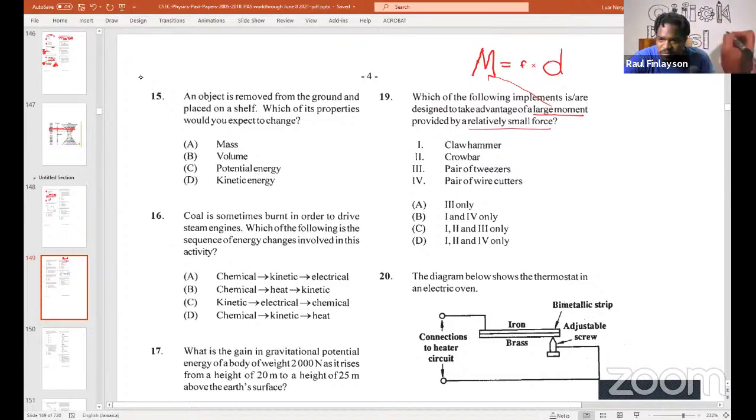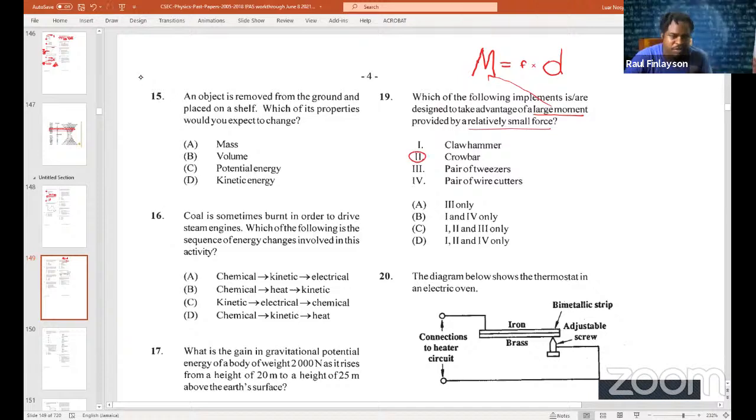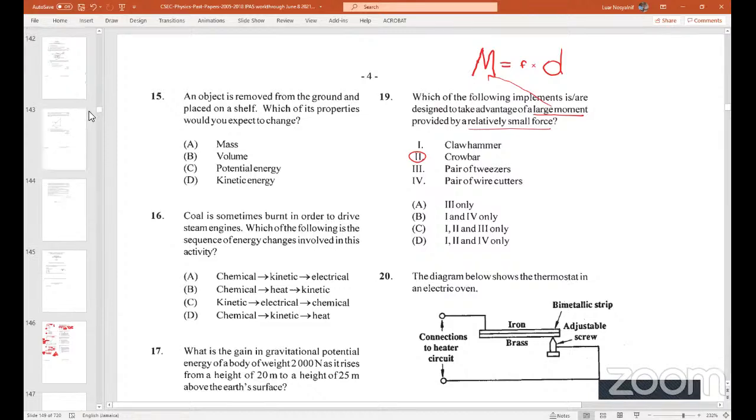A crowbar has to be in there, because that's what a crowbar actually does. Everybody remember what a crowbar is? Because I actually showed you before. The thing that thieves use.